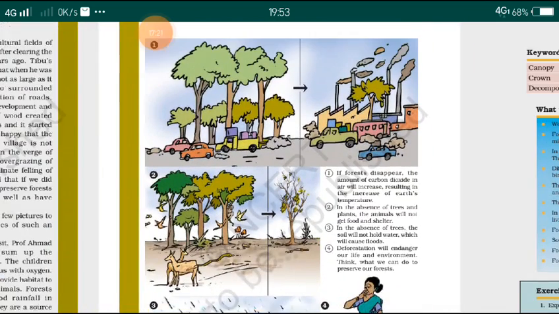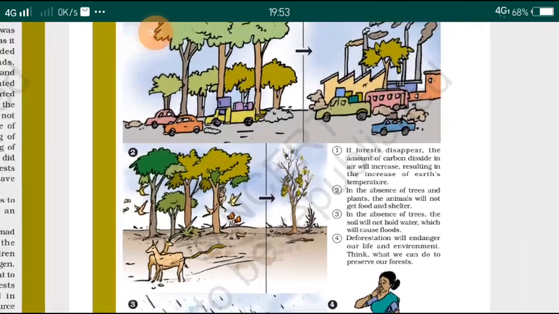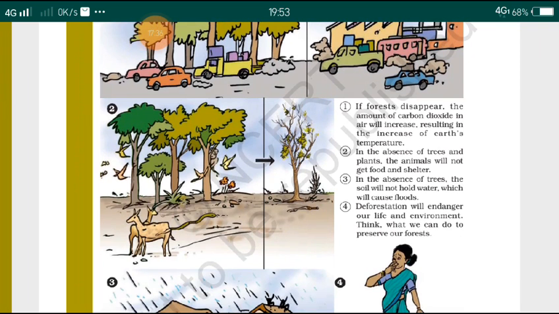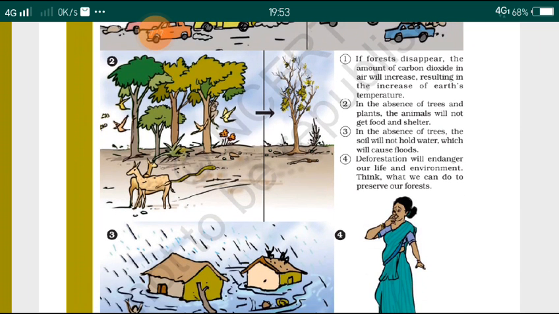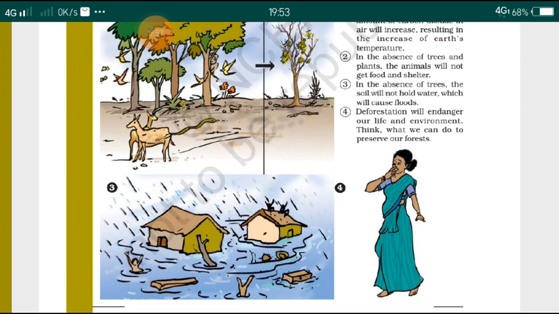This is one of the activities. नंबर 1 2 3 4. 1 क्या होता है. If forest disappear, the amount of carbon dioxide in air will increase, resulting in the increase of Earth's temperature. अर्थ का टेम्परेचर बढ़ जाता. Then second, in the absence of trees and plants, the animals will not get food and shelter. Food and shelter नहीं मिलता. In the absence of trees, the soil will not hold water, which will cause floods. फ्लड्स हो जाता है.